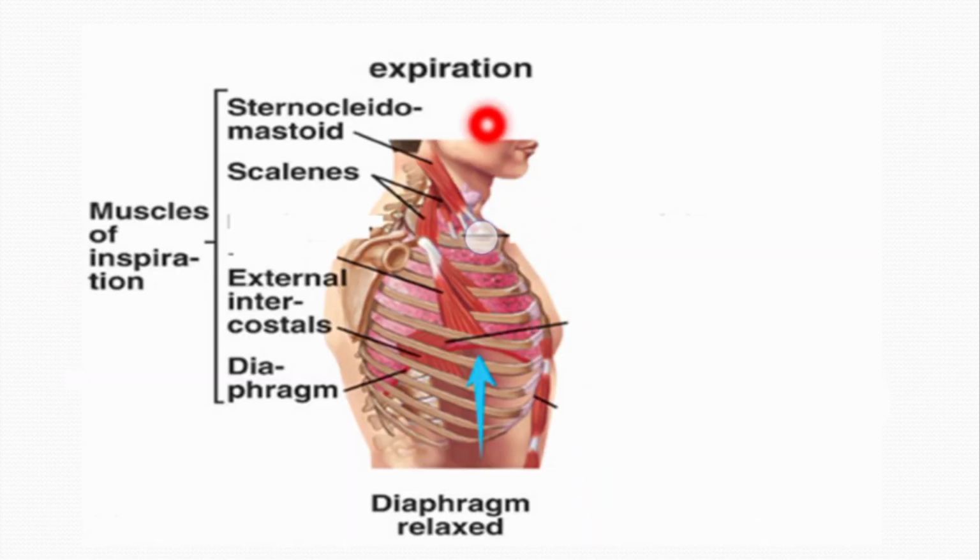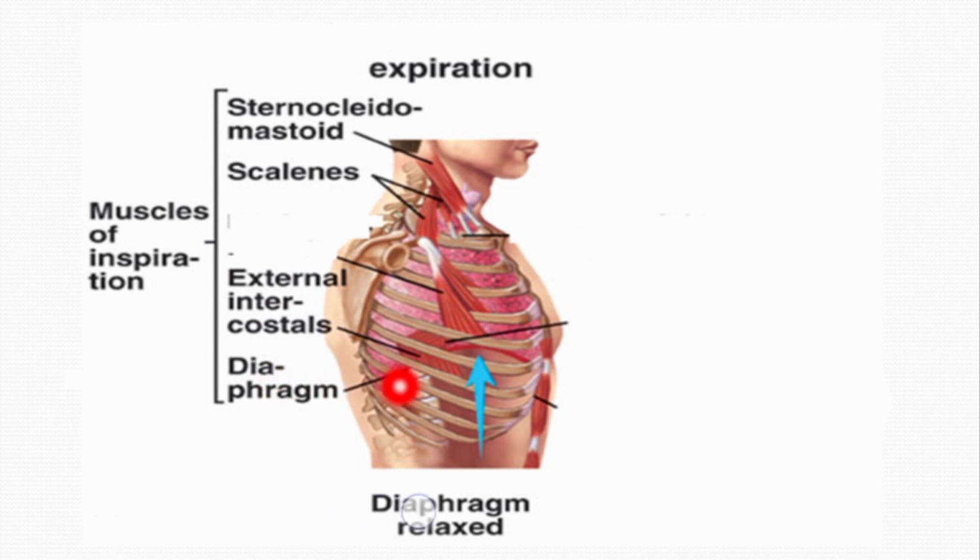Now, coming to the act of expiration, this is very simple. The inspiration was active while the expiration is a passive process. It simply occurs because of the relaxation of the muscles of inspiration. The muscles of inspiration, that is diaphragm and external intercostals, relax. They had contracted during inspiration, while during expiration they simply relax.